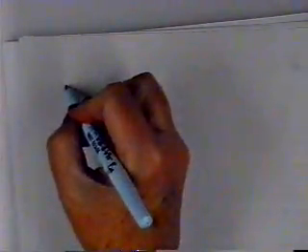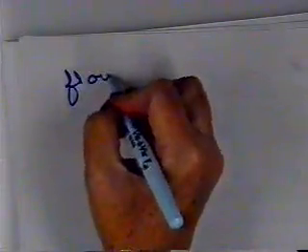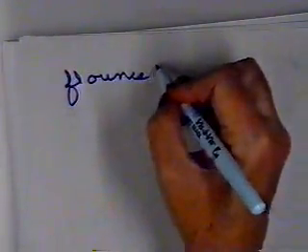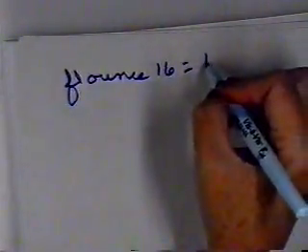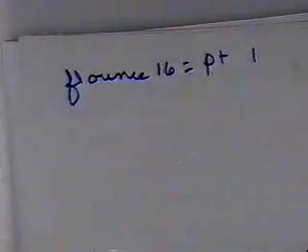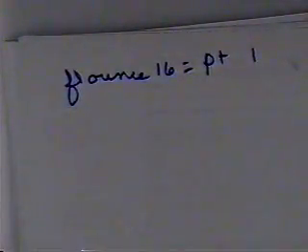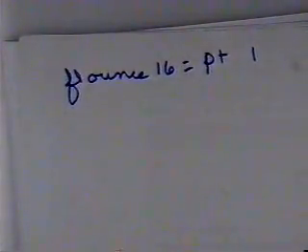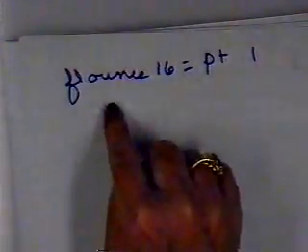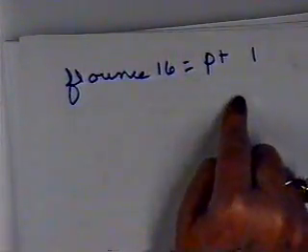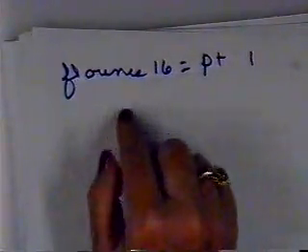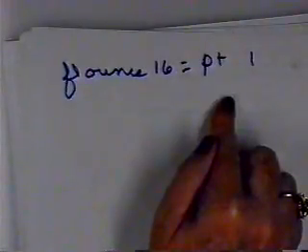So we have some conversions we have to memorize within the apothecary system. Fluid ounces 16 is pint 1. And if you're looking on page 16, this is written down, but I have it written down wrong. It should be fluid ounces 16 is pint 1. We should always write the label in front of the number.